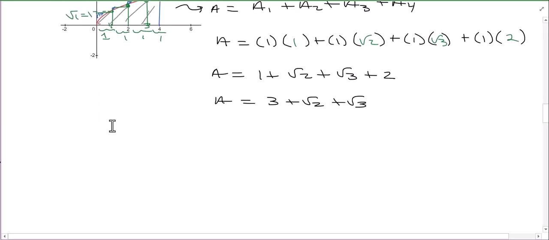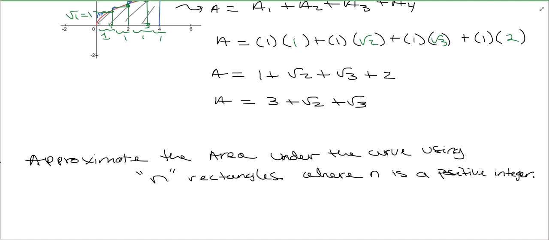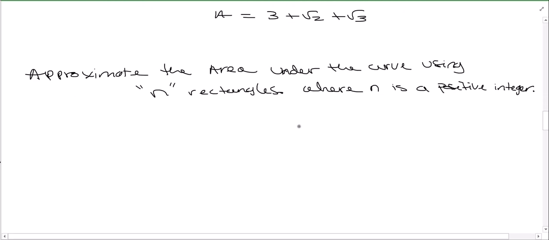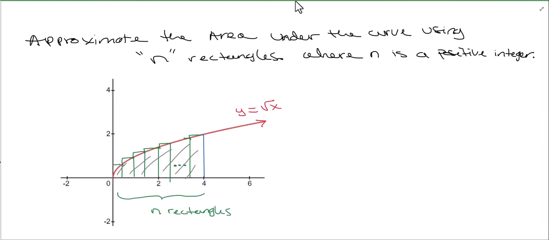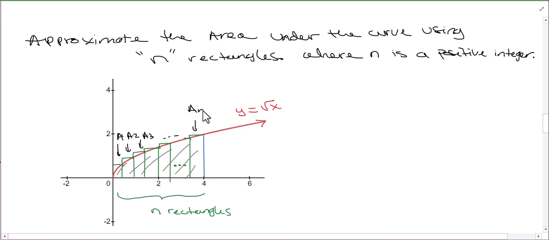So the idea is, what if I use n rectangles? So approximate the area under the curve using n rectangles, where n is a positive integer. So essentially I'm going to redraw my curve and then try to put n rectangles in there, and we'll see what the area becomes. All right, so I have drawn my n rectangles here, so that means that you have a1, a2, a3, and so on until you have your last rectangle, which will be a sub n.